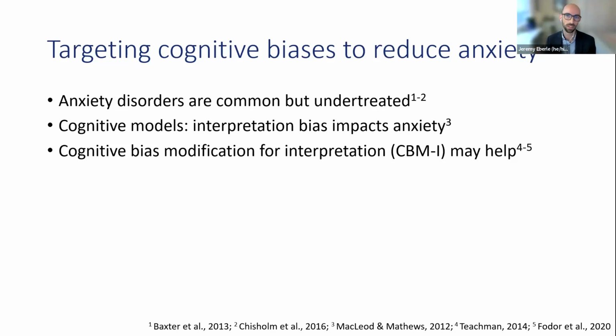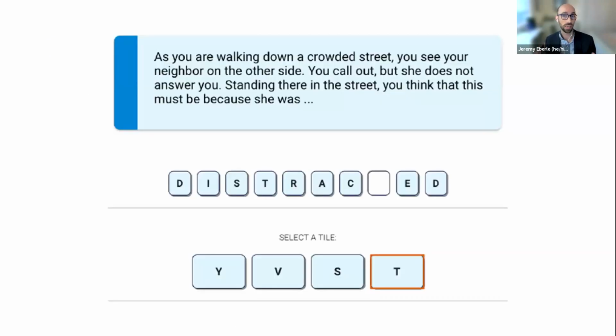Cognitive models of anxiety suggest that shifting interpretation biases, this tendency of anxious people to interpret ambiguous situations as threatening, could have an impact on anxiety. And there's some evidence that cognitive bias modification paradigms that target these biases directly may help shift those biases and anxiety symptoms. Just to give you an idea of what this cognitive bias modification paradigm, or CBMI, looks like, here's an example scenario.